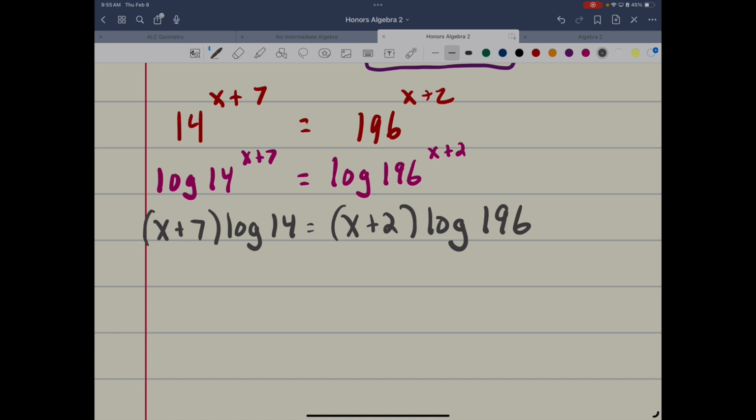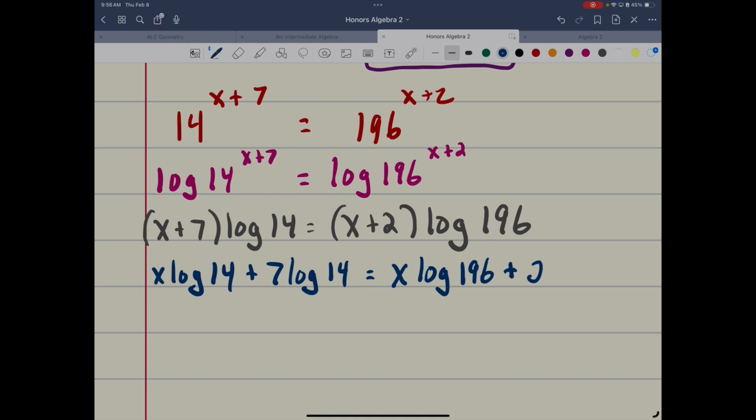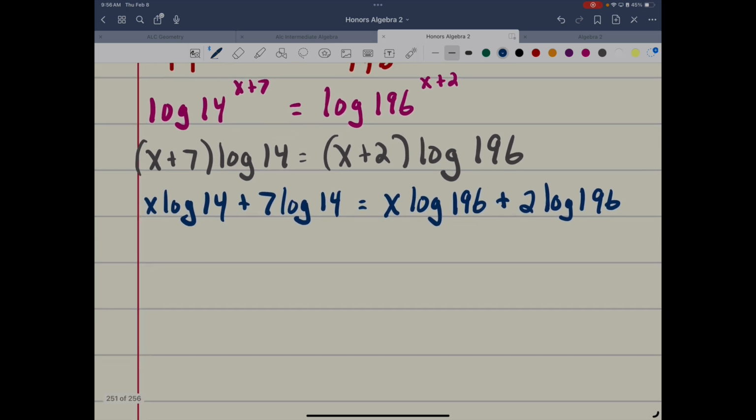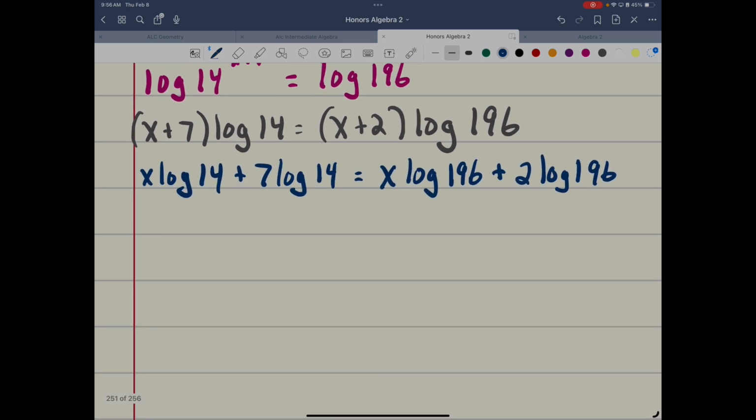So the next step, you have to mind it. So we should have x times the log of 14 plus 7 log of 14 equals x times the log of 196 plus 2 log 196. Is everybody okay? Yeah, we're good.